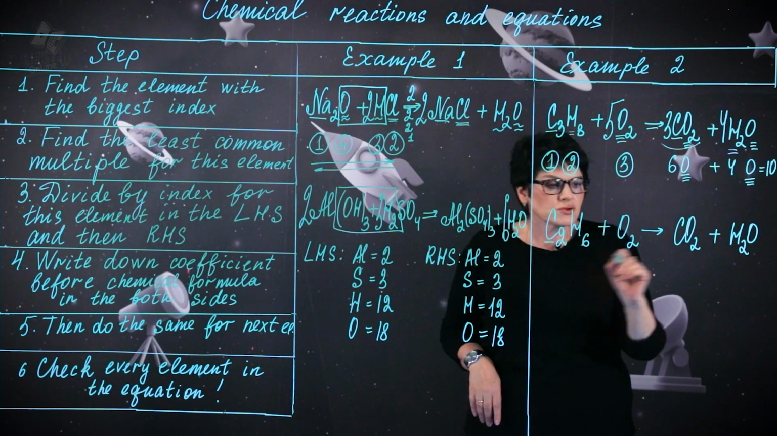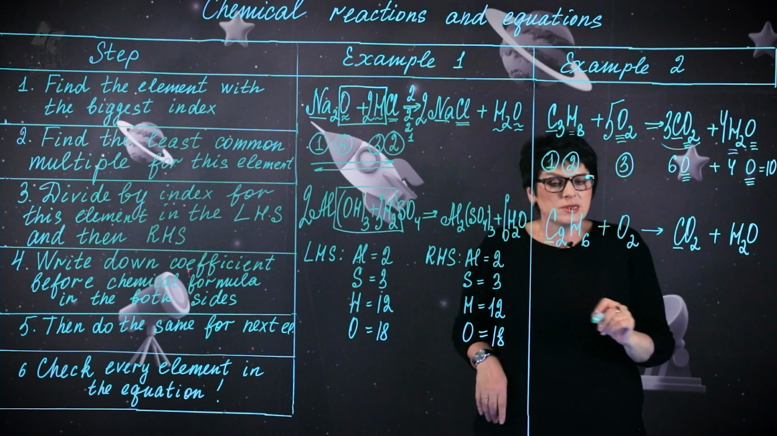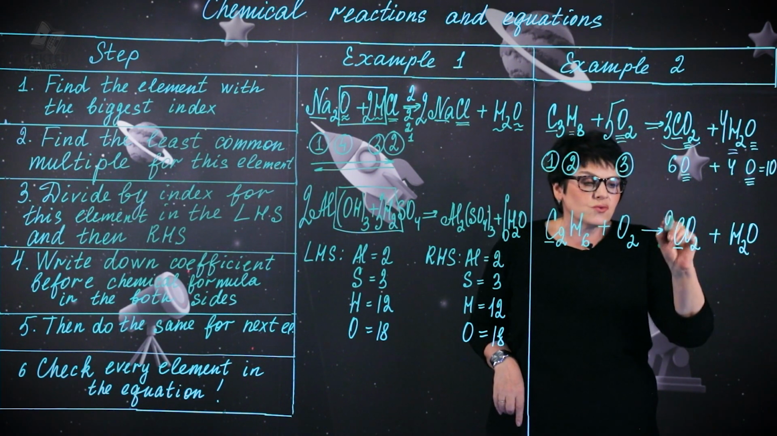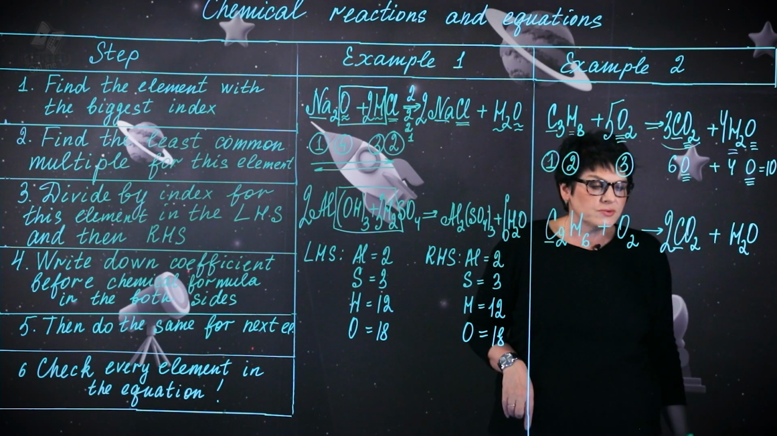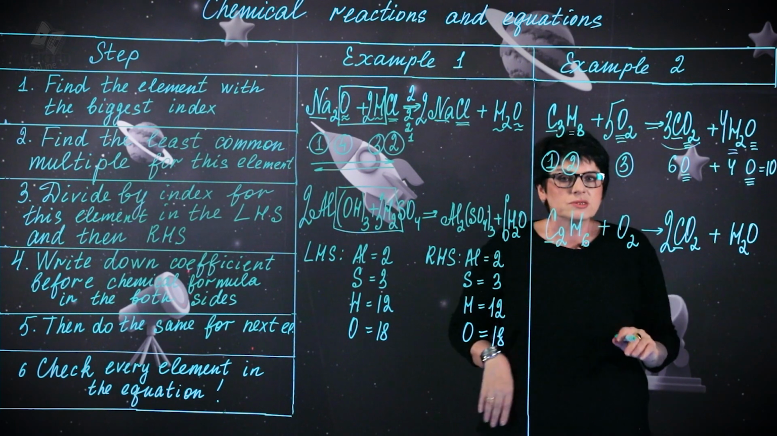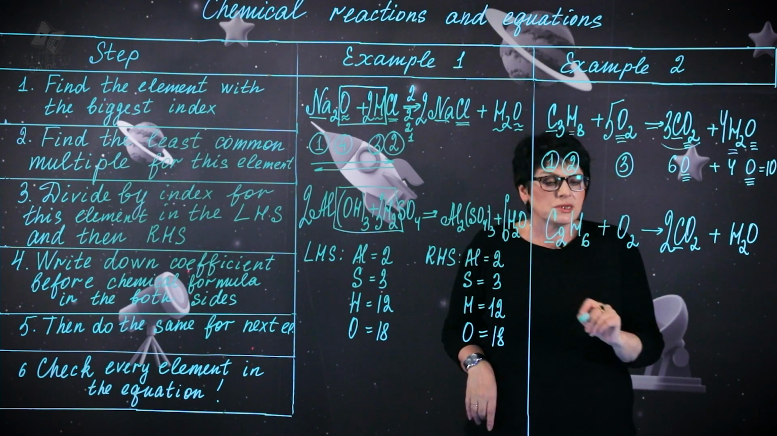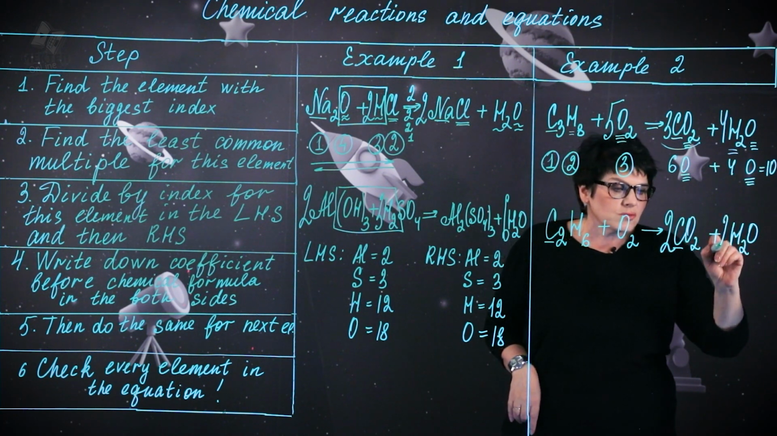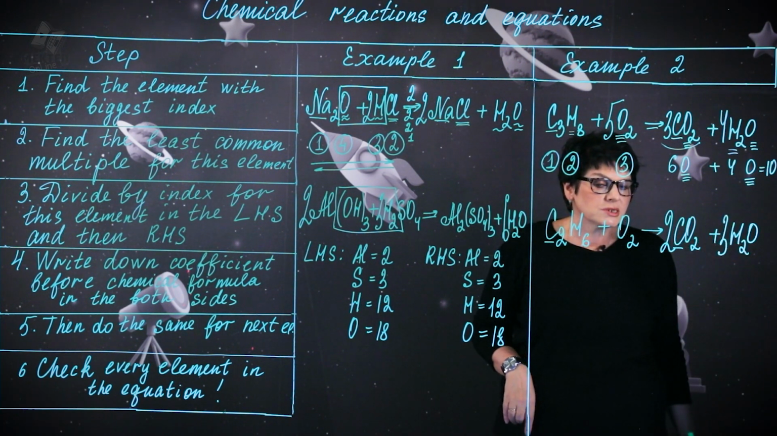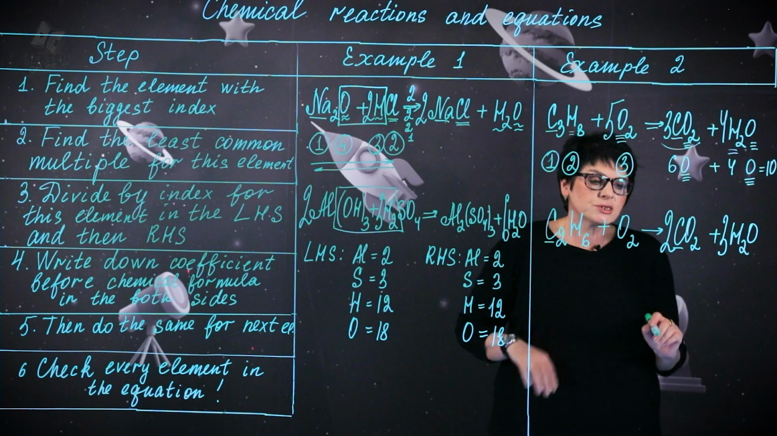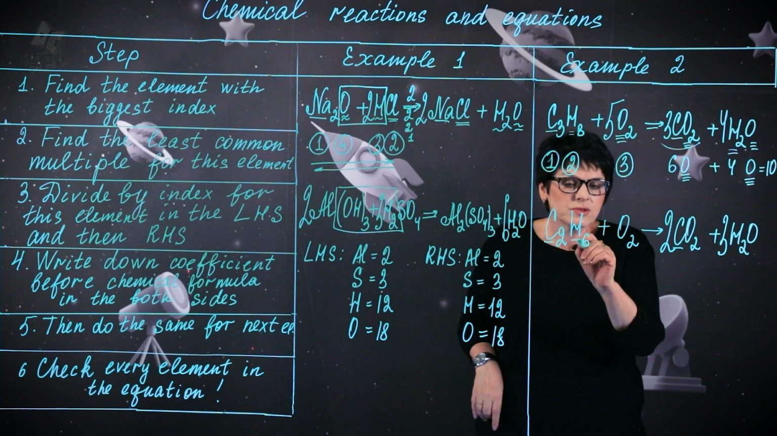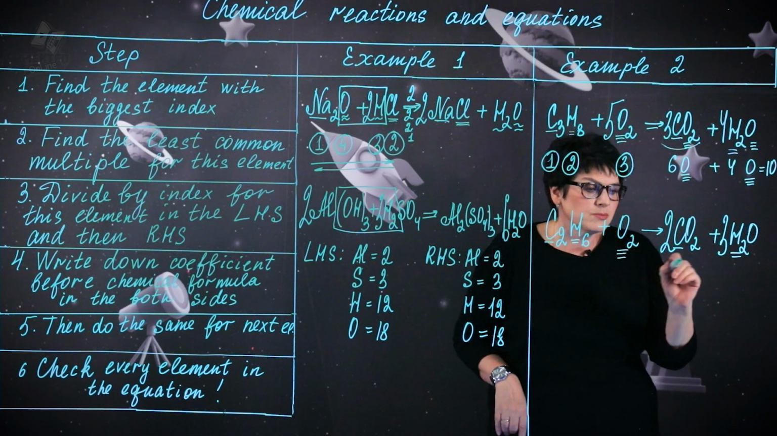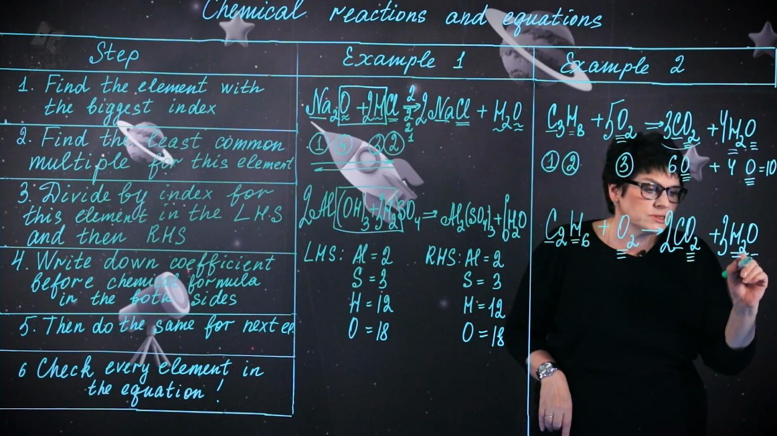Let's start with carbon. 2 carbons on the left side, 1 carbon on the right side. So prior to the CO2 formula, we established the coefficient as 2. Carbon is equal. Proceed. There are 6 hydrogens on the left side and 2 on the right side. Then we will put a coefficient of 3 in front of the water formula. Following that, we need to ensure a balanced distribution of oxygen. Oxygen should be given the utmost priority as it is our final concern.